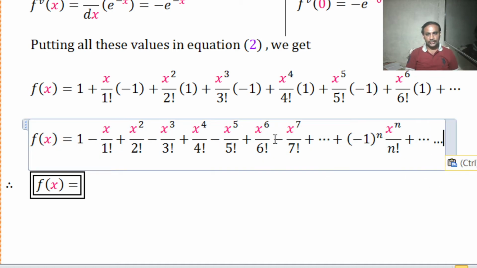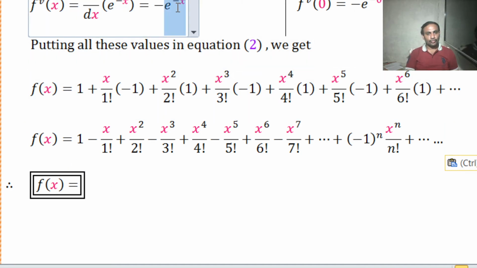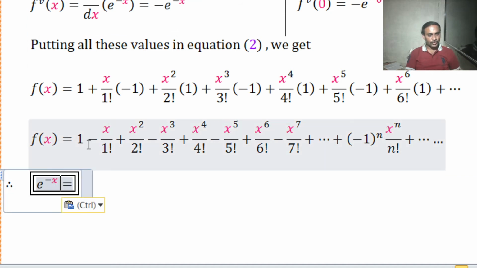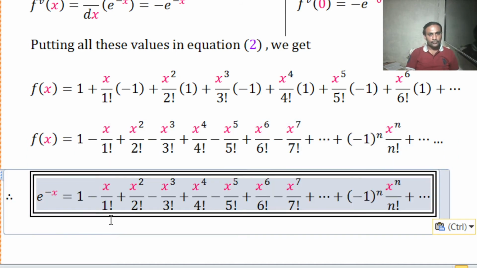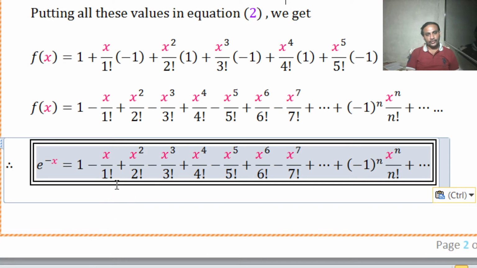So this is the series expansion of the function e raised to minus x. So we can write f of x as e raised to minus x, and its series expansion is 1 minus x upon 1 factorial plus x square upon 2 factorial plus and so on.